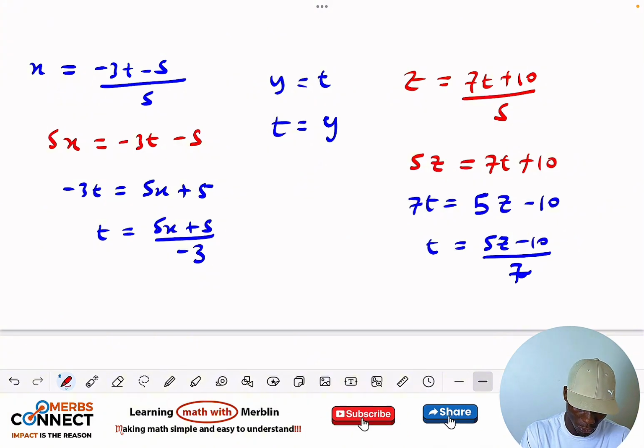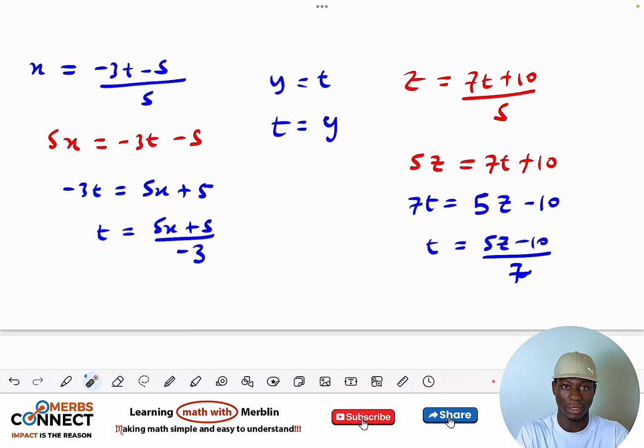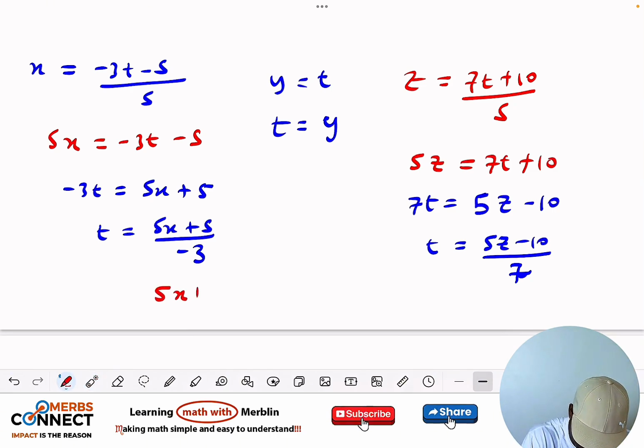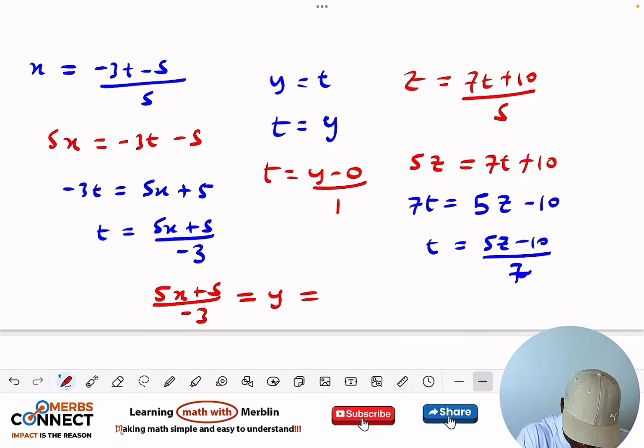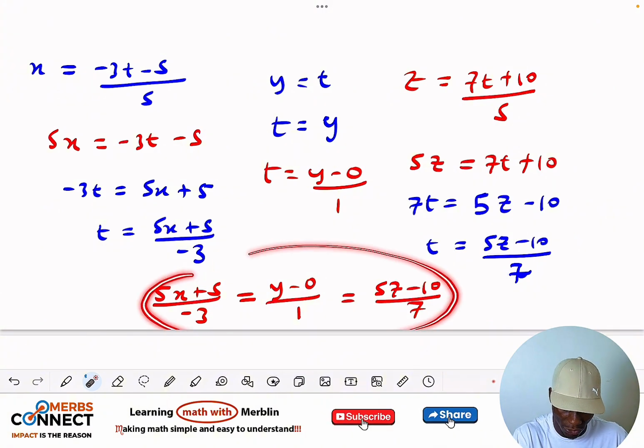So finally, this is t, and this is also t, so they are going to be the same thing. This is how we are going to write it in symmetric form. We are going to have 5x plus 5 divided by minus 3 is equal to y, which is also equal to, I can write it like this, t is equal to y minus 0 divided by 1, so that it can form the function very well. So I can write this as y minus 0 divided by 1, which is the same as 5z minus 10 divided by 7. So this becomes the symmetric form, right?